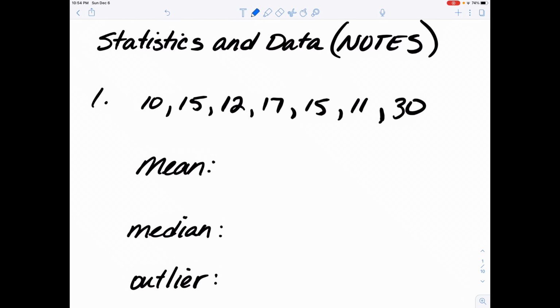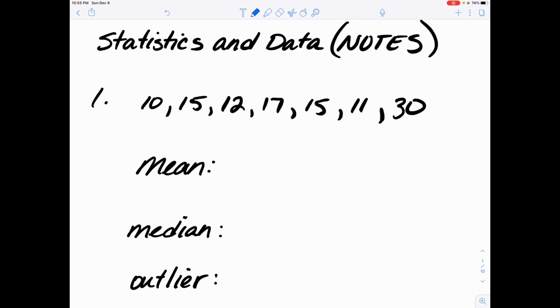Question number 1 gives us a list of data and it asks for 3 vocabulary words. It asks us to find the mean, the median, and identify an outlier. Well, let's talk about the mean first.